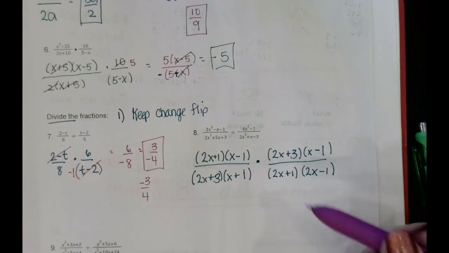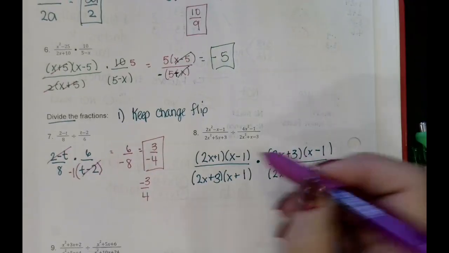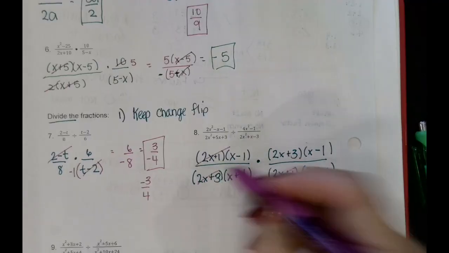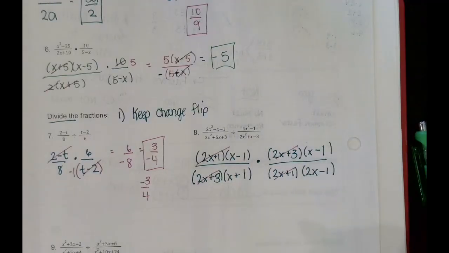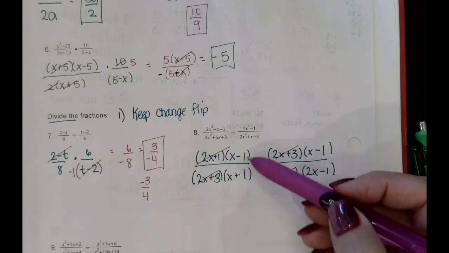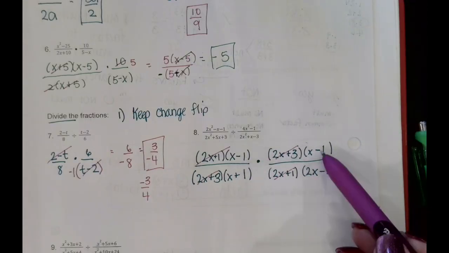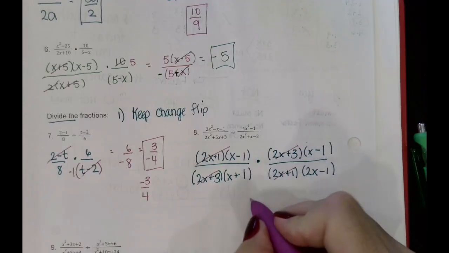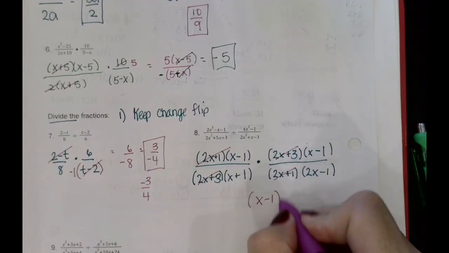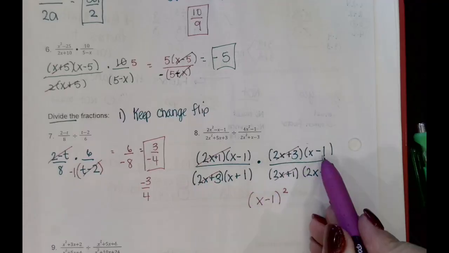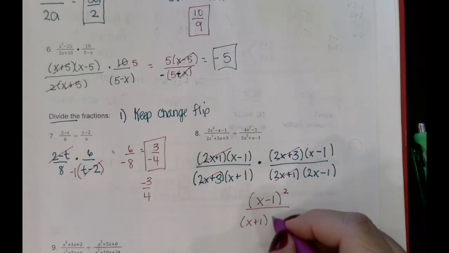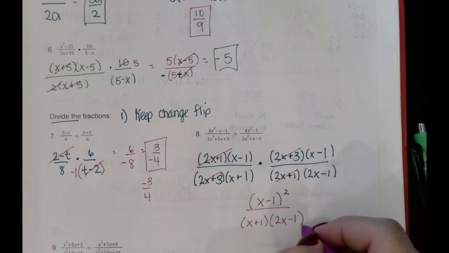All right, so what can I cross reduce? This one goes with this one. This one goes with this one. And it looks like that's it. So these are different signs, so that doesn't happen. These are different signs, so that doesn't happen. And this doesn't happen with anything. So watch how I'm going to write this. (x minus 1) squared, because I have 2 of them, over (x plus 1)(2x minus 1).